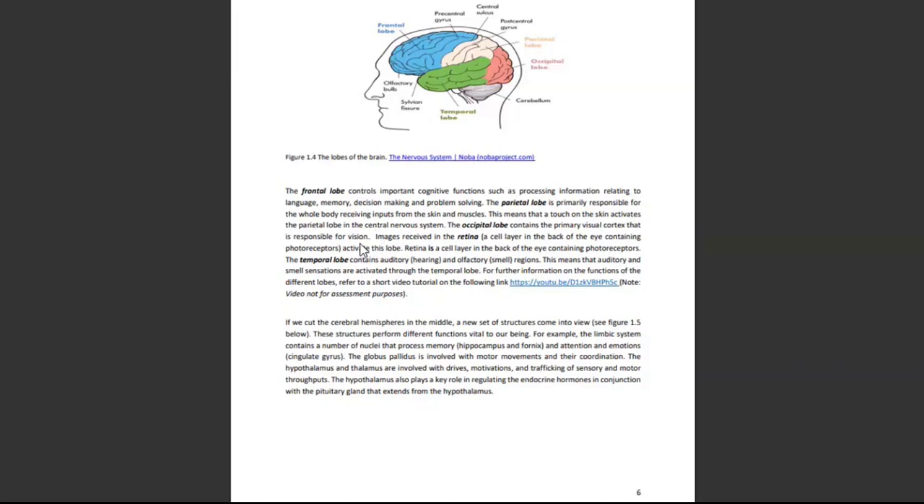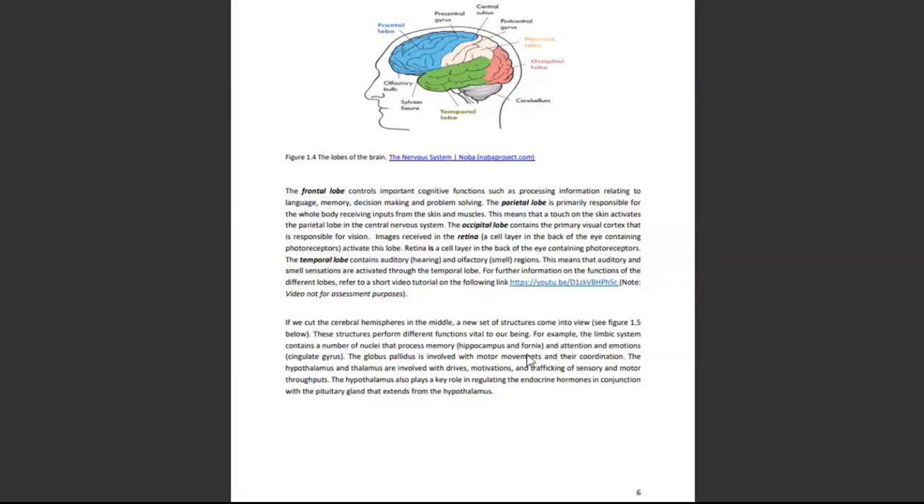Occipital lobe determines what? Vision, what you see. Images, color, the light, whether it's too much light or less light. That is through the occipital lobe. Then the temporal lobe, which is the last one, determines hearing. Smell is also regulated by what? Your temporal lobe.